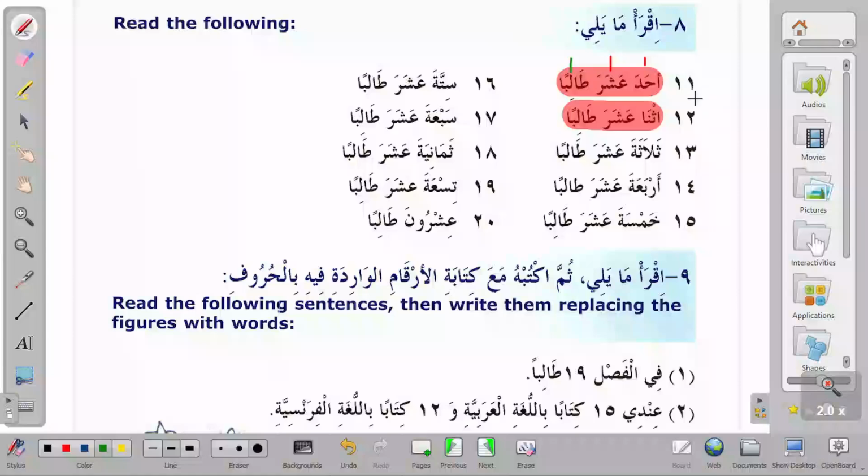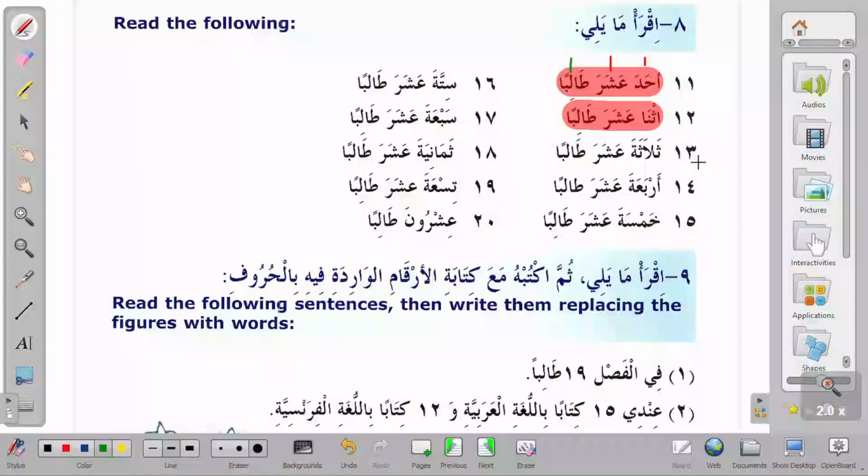For the 11 and 12, the whole part, as you can see, I've highlighted the whole thing, is going to have the same gender. So you can see we are counting Taliban, that is masculine students. So the Ahada, the Ashara, and then the Taliban will always be the same. I hope that is clear. Ahada Ashara Taliban. Isna Ashara Taliban. The same gender. Okay, so that is it.